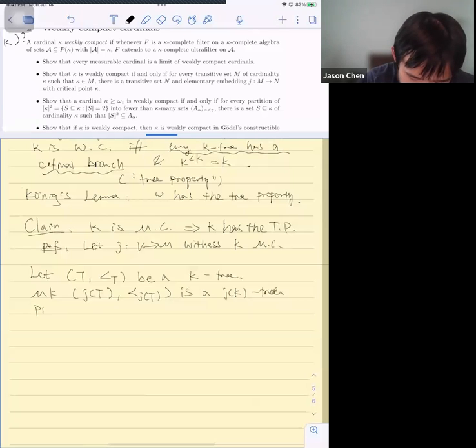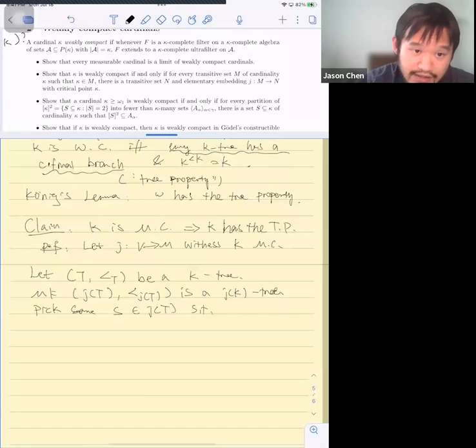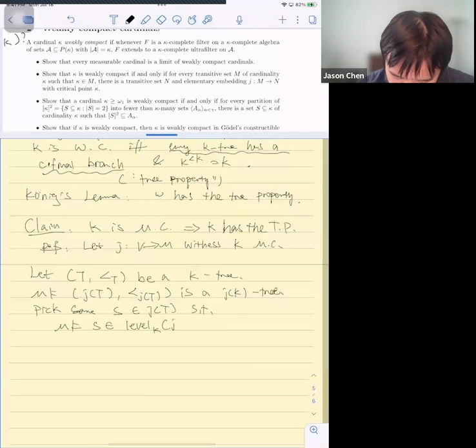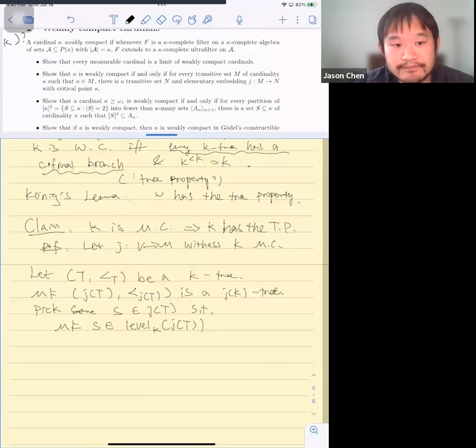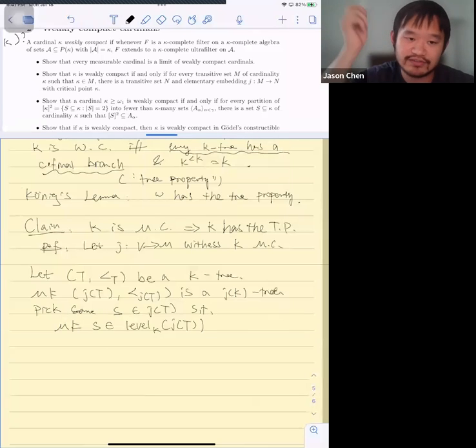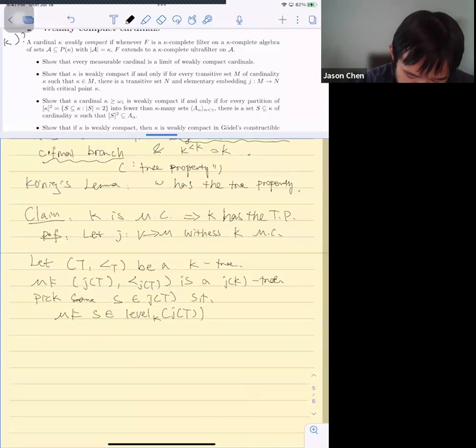Now pick some element s in this tree such that M thinks that s is on the kappa level of this tree. This is guaranteed to exist because, right, the tree is a j(kappa) tree, so it has j(kappa) many levels. Now let B be its predecessors.